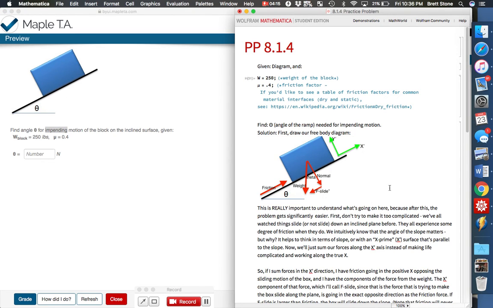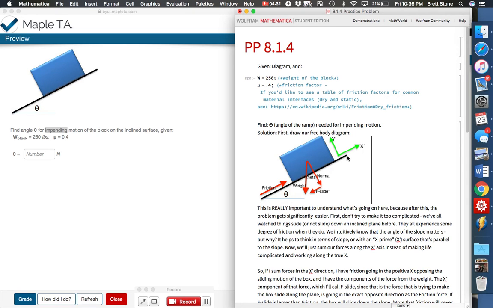That's kind of our key little formula: when does F slide equal friction? At that point, the box is going to start to move down the ramp. And so that will tell us then, at what angle. Imagine that this is on a hinge.